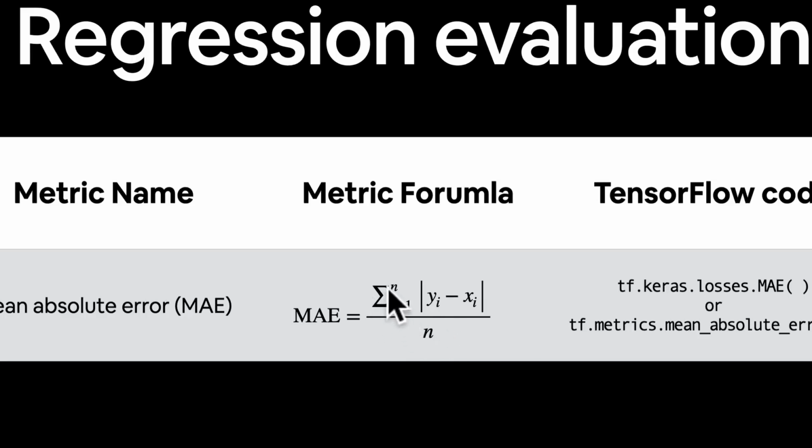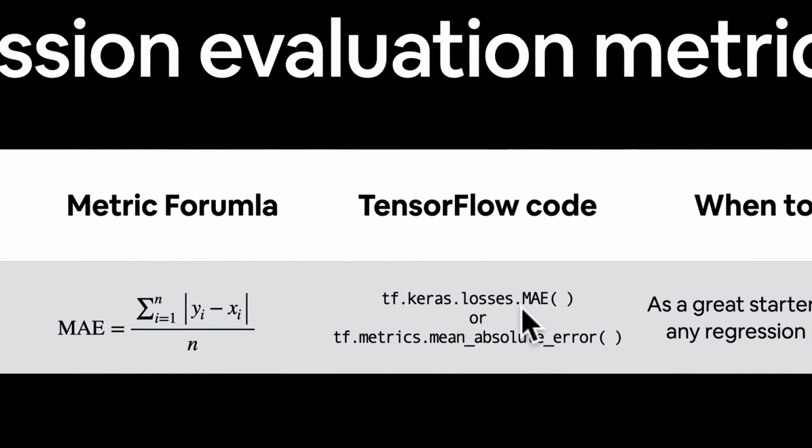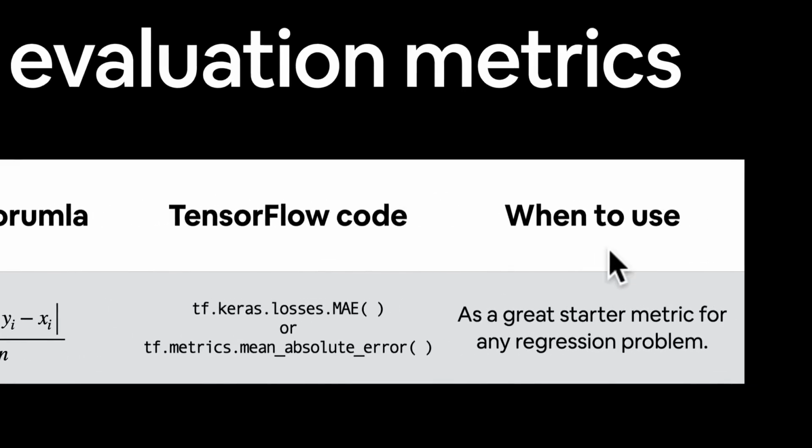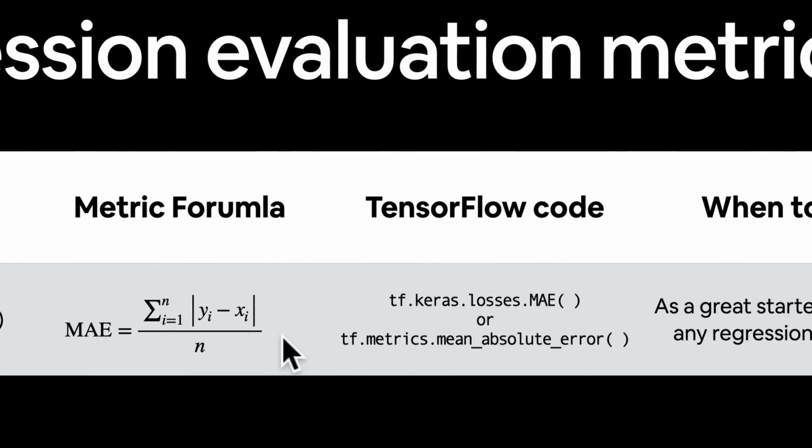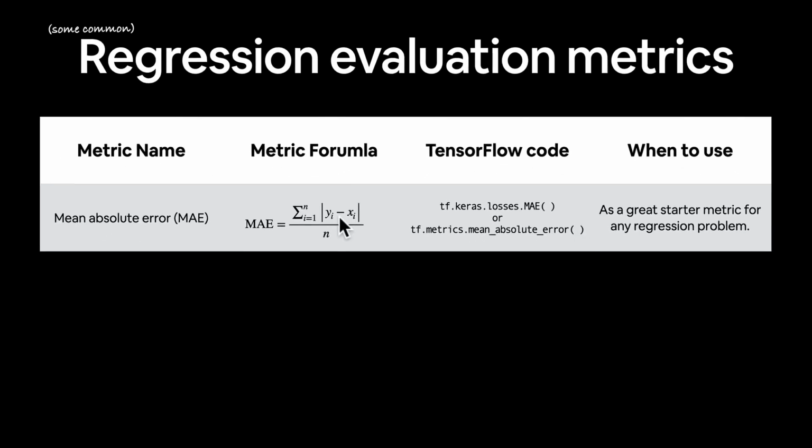And when you see this in combination, the sigma notation here with n, in combination with the divide by n sign here, we'll see another form of it in a second. This is kind of like a fancy way of writing average. And this is the absolute error. We can do this in TensorFlow code, we're going to see this in a second. And when to use this metric? Well, this is a great starter metric for any regression problem. It's very easy to understand because I like to think of it as, on average, how wrong are our model's predictions?